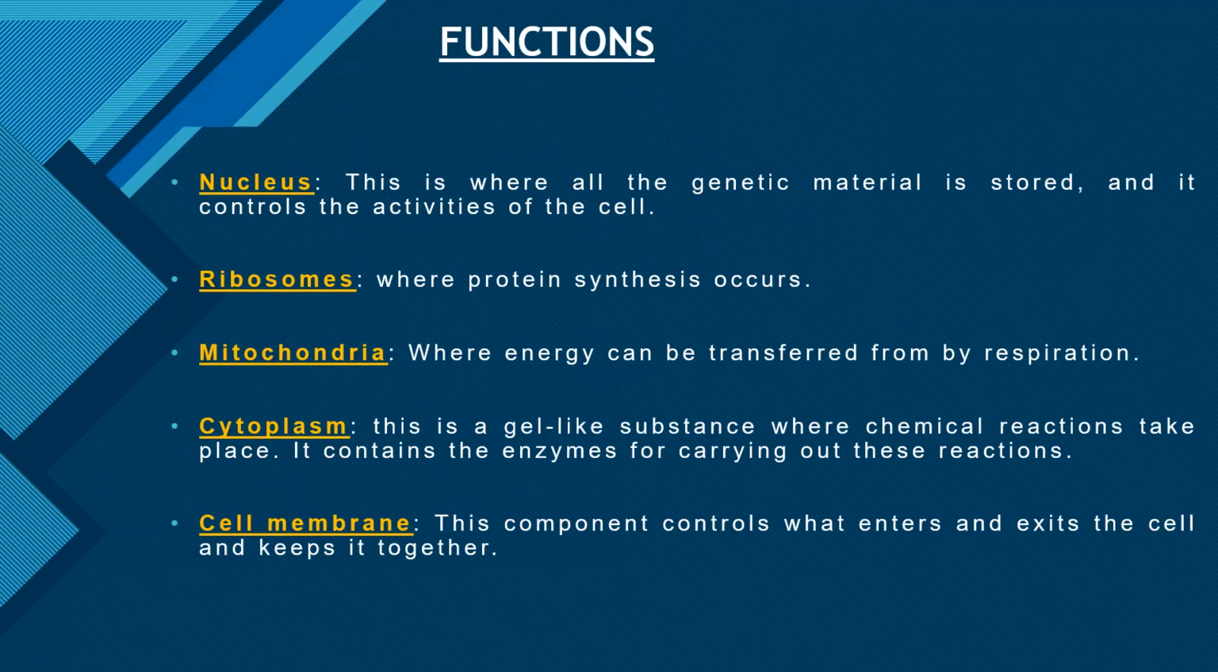So now let's look at their functions. The nucleus, this is where all the genetic material, so we're referring to the DNA, let me write it here, DNA, is stored, and it controls the activities of the cell. So it controls the activities of the cell. So that makes it like the operational region within the cell. The ribosomes is where protein synthesis occurs. So in other words, this is where protein is produced.